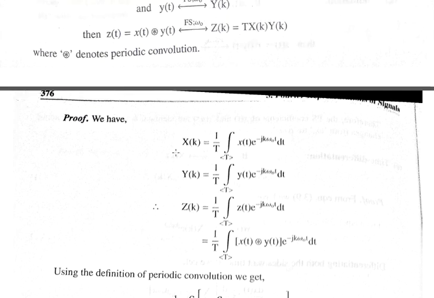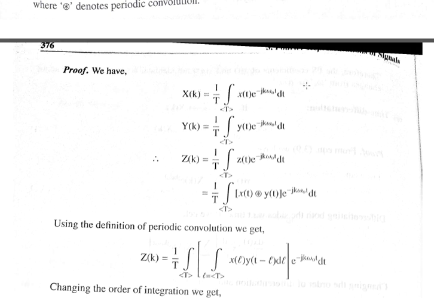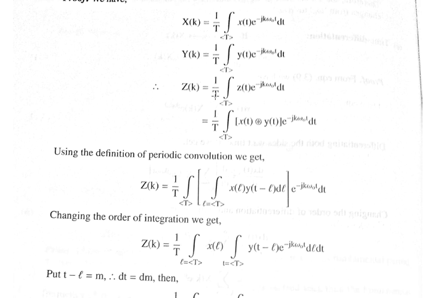To prove this, we consider both the signals and their analysis equations, and we consider z of t. It is 1 by T, the integral of z of t e raised to minus j k omega naught t dt. Now let's substitute the convolution, x of t convolved with y of t, in 1 by T integral e raised to minus j k omega naught t dt. To solve this, we know how the convolution is given: the convolution of signals x of t and y of t is the integral of x of tau y of t minus tau.